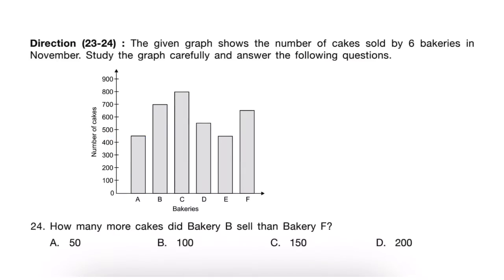Question 24. How many more cakes did Bakery B sell than Bakery F? Bakery B sold 700 cakes. Bakery F sold 650 cakes. Let me show you. So we'll subtract it. 0, 10 minus 5, 5, 6 minus 6, 0. 50 more cakes. Bakery B sold 50 more cakes than Bakery F. Correct answer is option A.